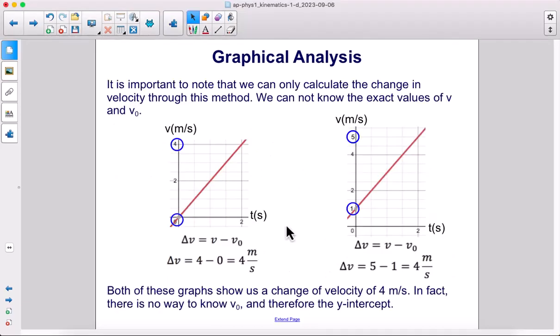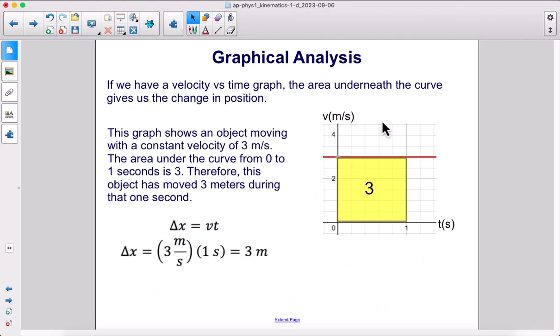It is important to note that we can only calculate the change in velocity through this method. We cannot know the exact values of v and v naught. Both of these graphs show us a change of velocity of 4 meters per second. In fact, there is no way to know v naught and therefore the y-intercept. So either one of these graphs could be the velocity graph for the acceleration graph on the previous slide.